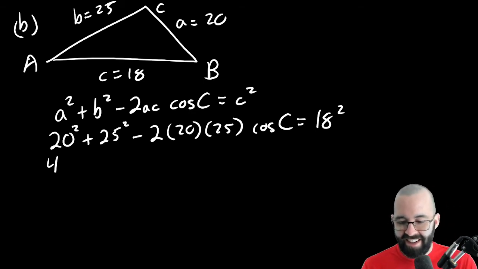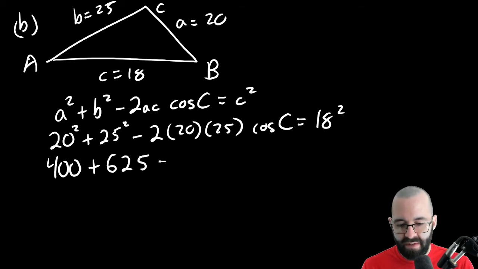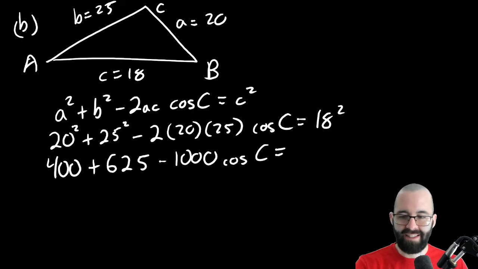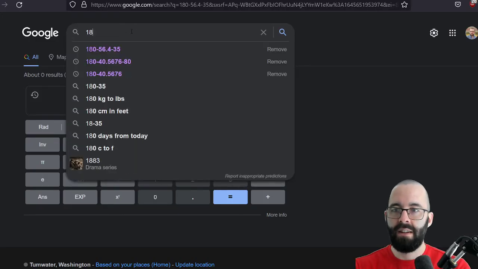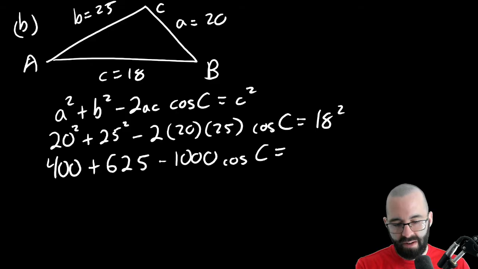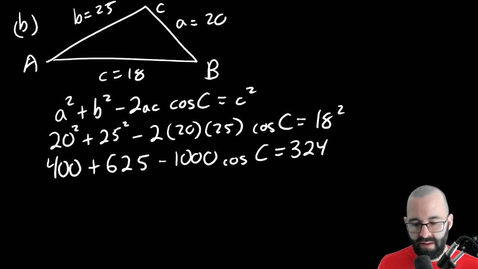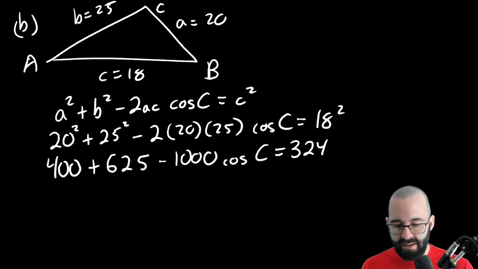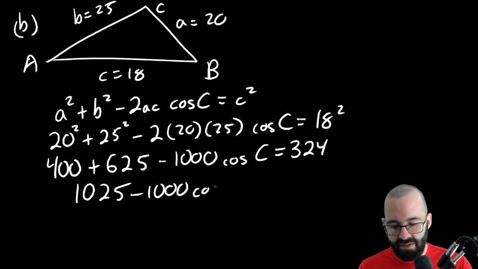All right, and it's a little bit of algebra. 400 plus 625 minus 1,000 times the cosine of C equals 18 squared, which is 324. Well, combine like terms, move them all over to the other side. It's going to be 1025 minus 1,000 cosine of C equals 324.